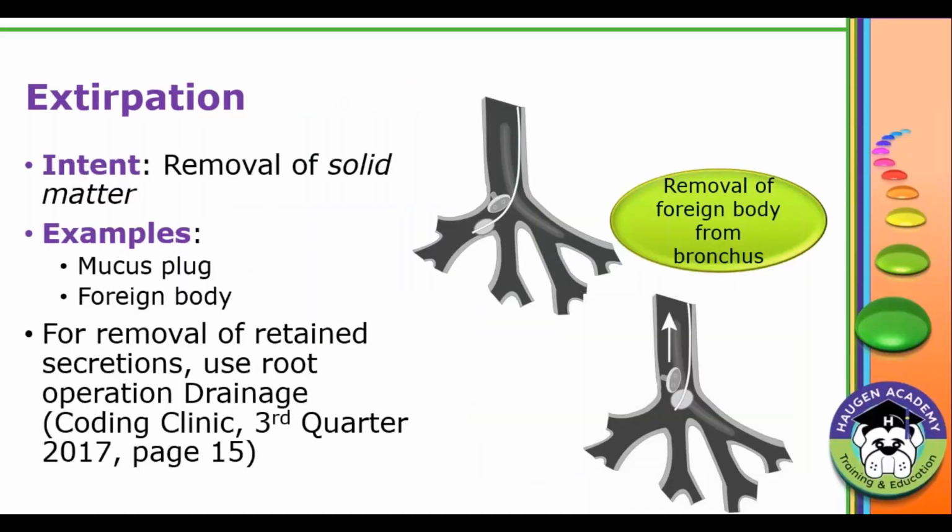So let's move on to extirpation, that word that you'll probably never see documented in a report, but that's okay because we know what that is. Extirpation is removal of solid matter. In the respiratory system, in bronchoscopy, that's typically going to be either a mucus plug or a foreign body. And in the pictures we have here, this is removal of a foreign body.